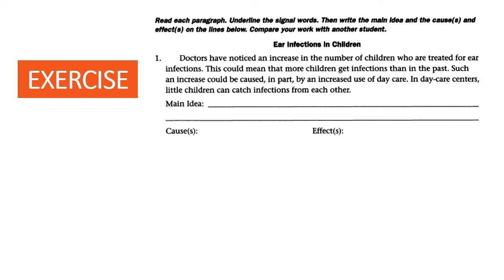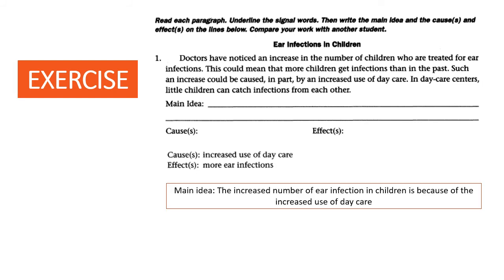Okay, now let's see. It has a single cause and also a single effect. The cause is the increased use of daycare, and the effect is more ear infections. And this is the main idea. You can pay attention to the way we formulate the idea related to this cause-effect pattern. Here the main idea is the increased number of ear infections in children is because of the increased use of daycare. So you need to mention the cause and the effect as well.